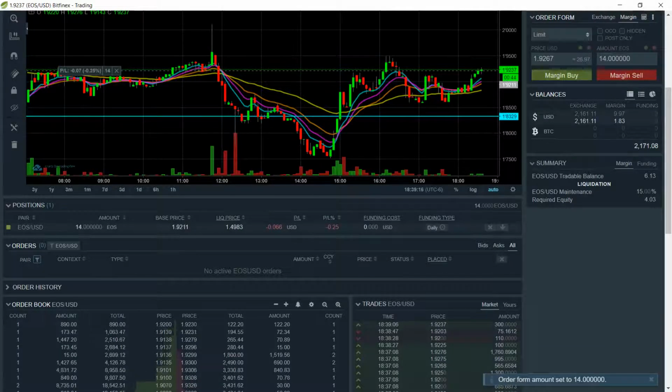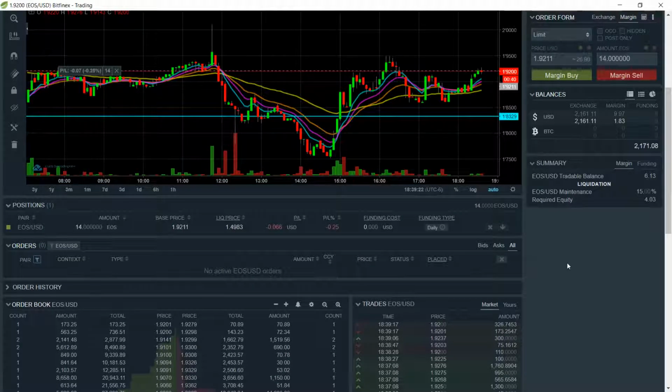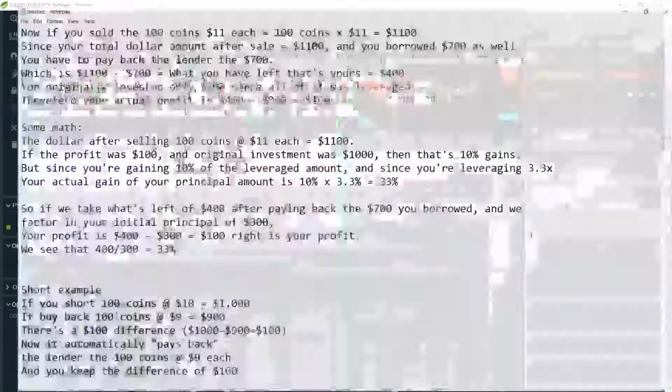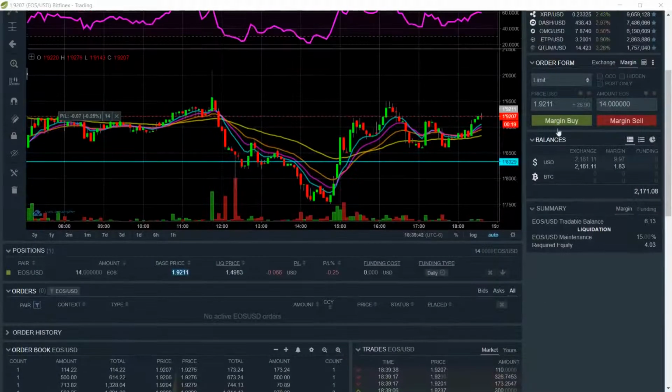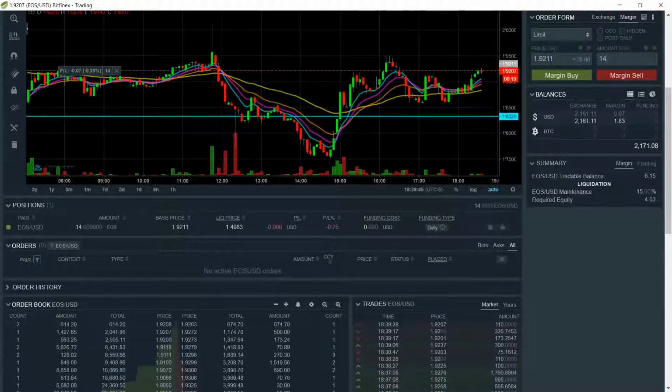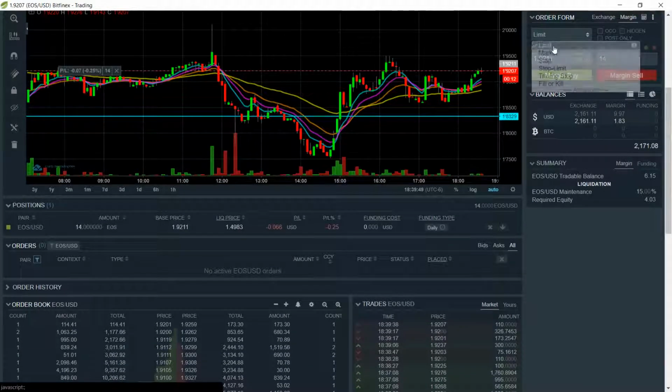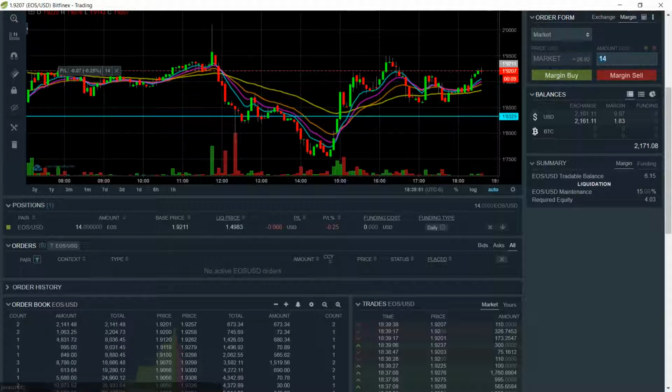Now what this base price means is the price that you bought it at, okay? So let's, for example, keep this in mind. This is 1.922, which I will write on a notepad here for you guys. I'll just keep it right there, for example. So 1.922, right? Let's say I bought 14 more, and I will buy it at whatever this price is. I'll do a market execution just to make it quick, okay guys?